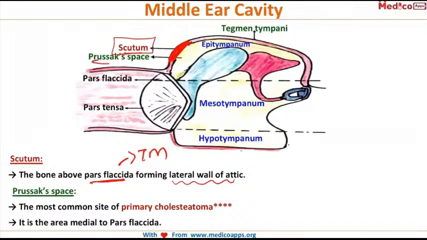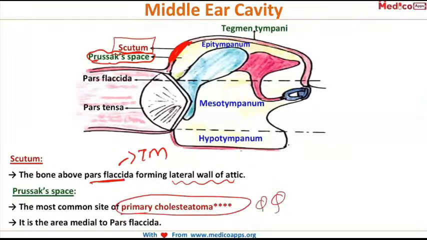Now, Prussak's space is another important exam related bit. It is the most common site for primary cholesteatoma. Please make a note of this point. It is the most common site for primary cholesteatoma, that is Prussak's space. It has been very frequently asked in the exam, and it is an area that is medial to pars flaccida.